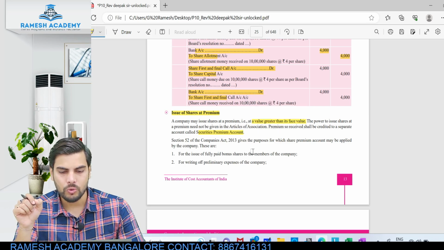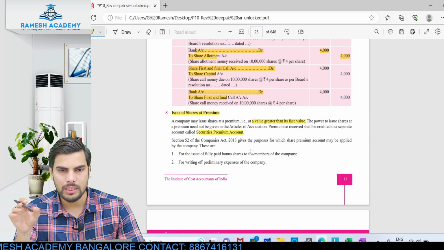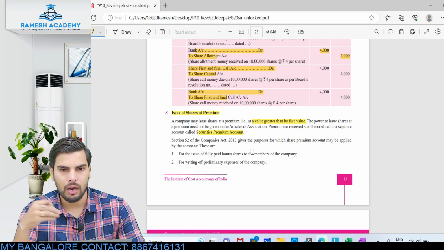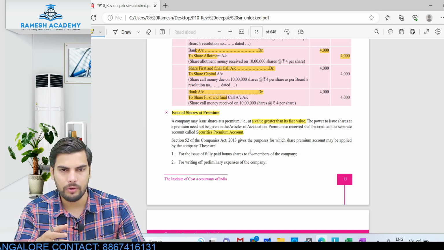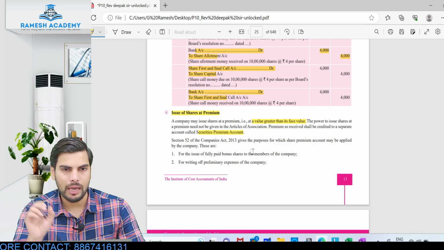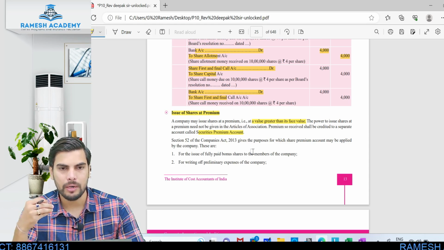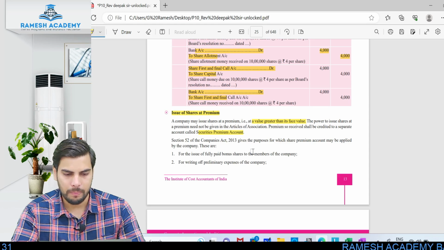Now what are we supposed to do with the securities premium account? You need not worry about whether we are supposed to debit or credit as of now. I'll just tell you a simple logic. When I teach you the journal entry, as of now just remember this much: whatever is the excess amount we are receiving will be transferred to a separate account called securities premium. Clear?